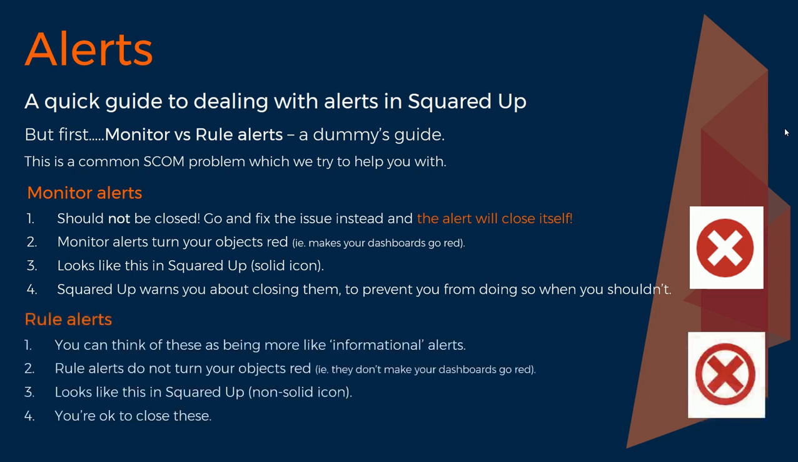So the other type of key alert here are rule alerts, and I would suggest that you can think of these as being more like information alerts. And crucially, these don't make your objects go red, so these don't make your dashboards go red. And we've distinguished these in Squared Up with a slightly different icon, and you'll see that this is a non-solid icon that you see on the right here. And generally speaking, you're okay to close these alerts, and as such we don't warn you about closing them within Squared Up, and I'll show you that in action in our demo lab very shortly.